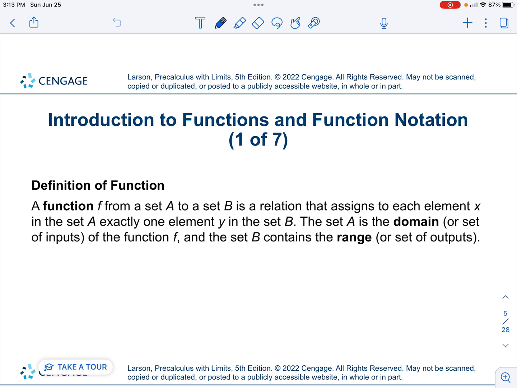A function f from a set A to a set B is a relation that assigns each element x in a set A exactly one element y in set B. How I like to think about functions is they have to be predictable. If you have something in x, you have to know where it goes to y. It cannot have two different y's that attach to the same x. So if I give you an x value, you can tell me a single y that it would be paired with.